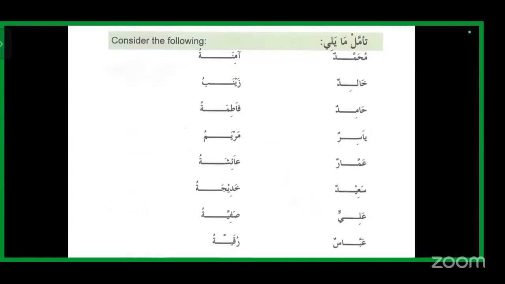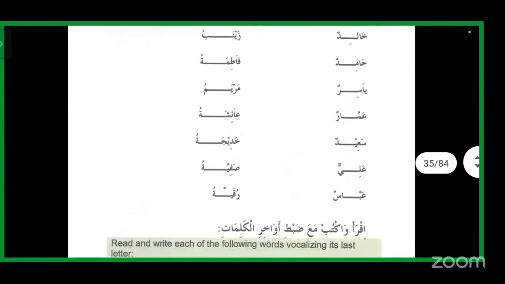But the feminine nouns, the feminine names, must have one dhamma. They cannot be Aminatun. They cannot be Zainabun. It should be Aminatu, Zainabu, Fatimatu, Maryamu, Aishatu, Khadijatu, and then Safiyatu and Ruqayyatu.